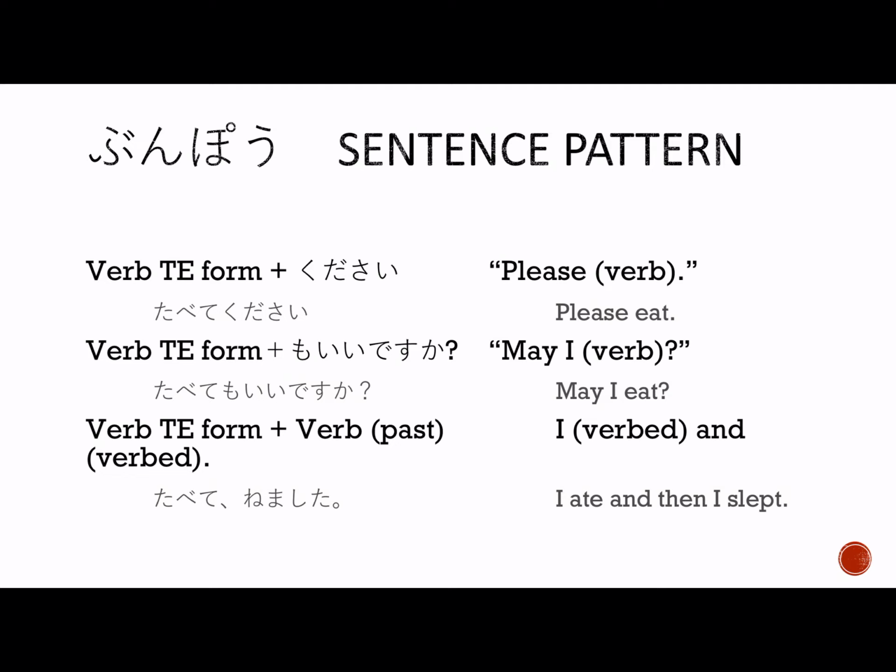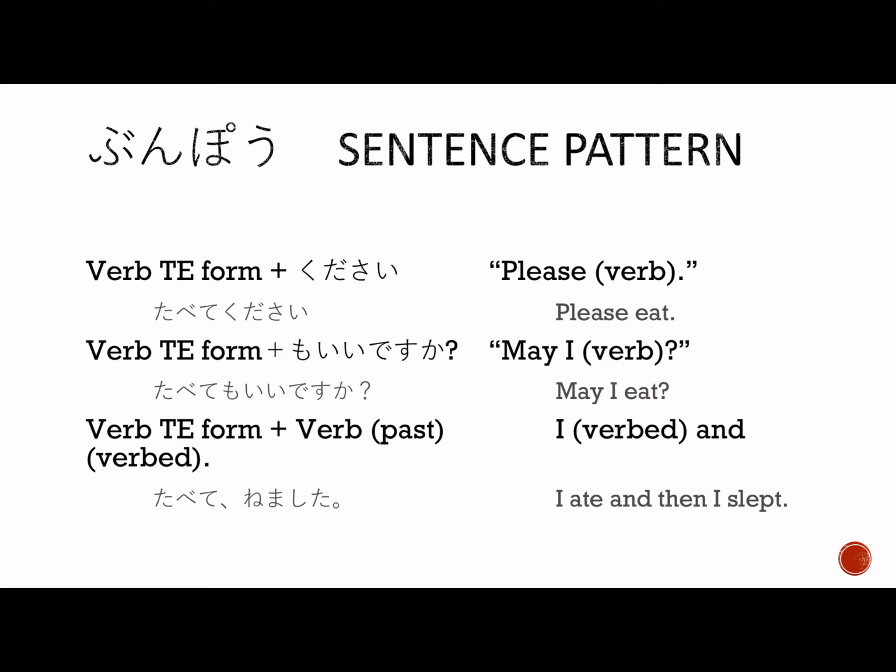Okay, so our bunpo for today. To be able to put a verb into the te form, you're going to drop the mas or the ru, whichever one. So in this case, we're using the verb taberu. So we're dropping the ru and we're putting a te instead, and then we're going to add kudasai on the end. And that kudasai means please. So tabete kudasai means please eat.